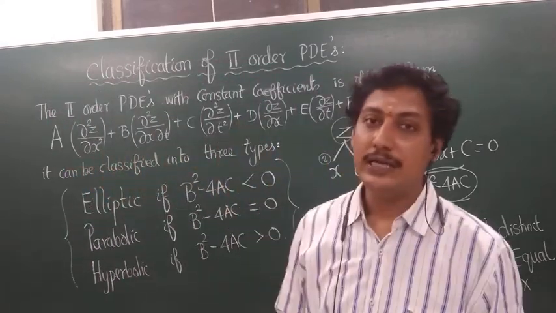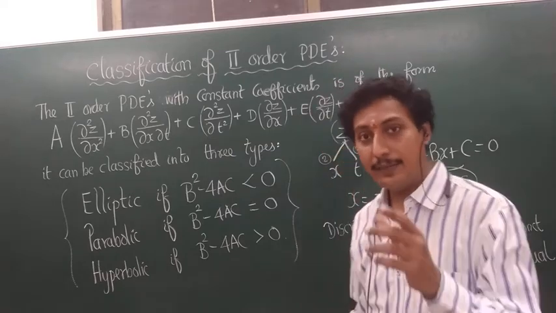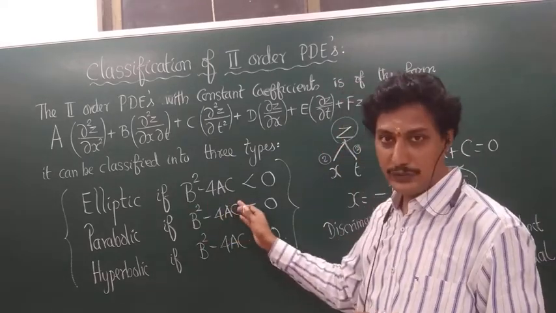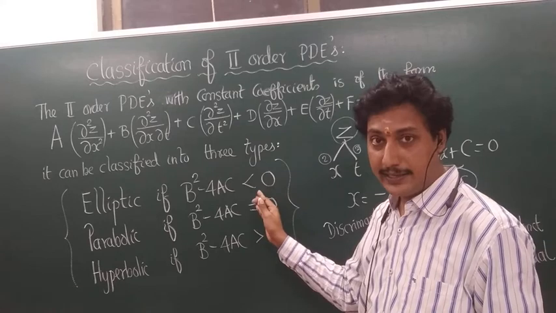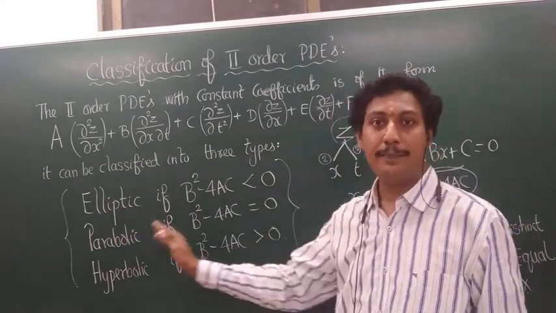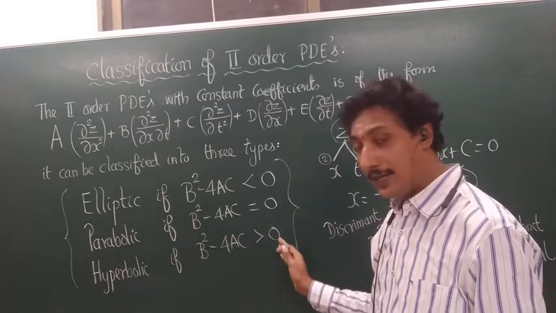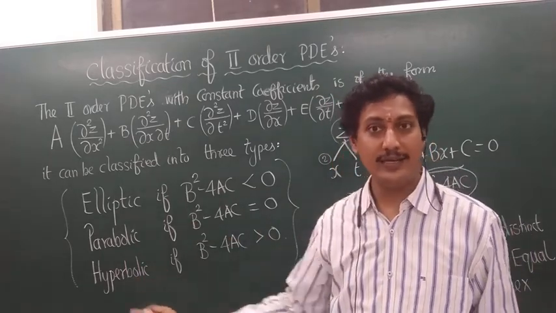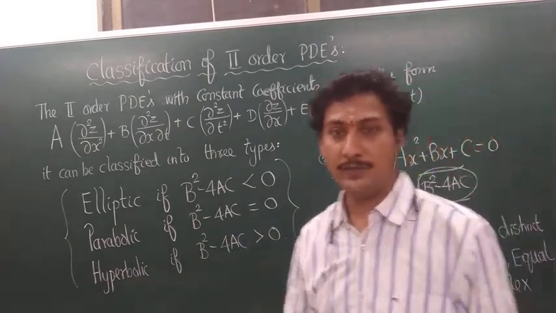With the help of A, B, C, determine the value of B squared minus 4AC. If it is negative, the equation is elliptic; equal to 0, it is parabolic; positive, then we may say that it is the hyperbolic equation.